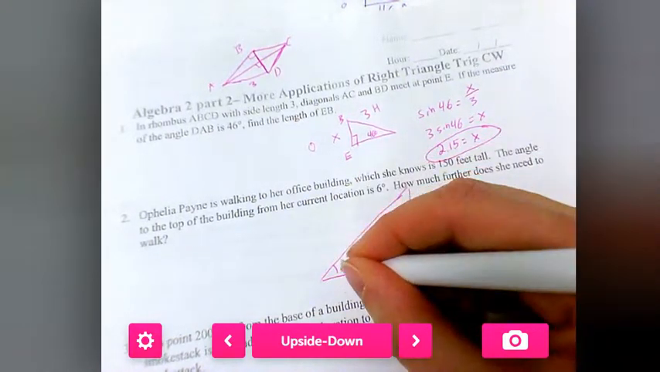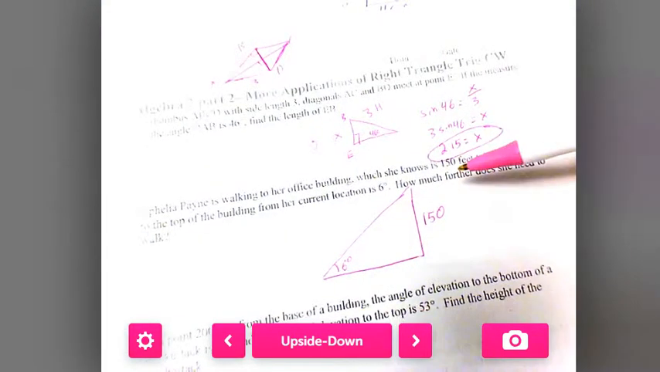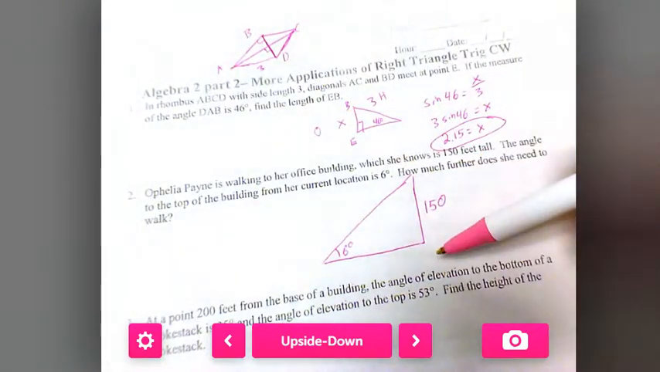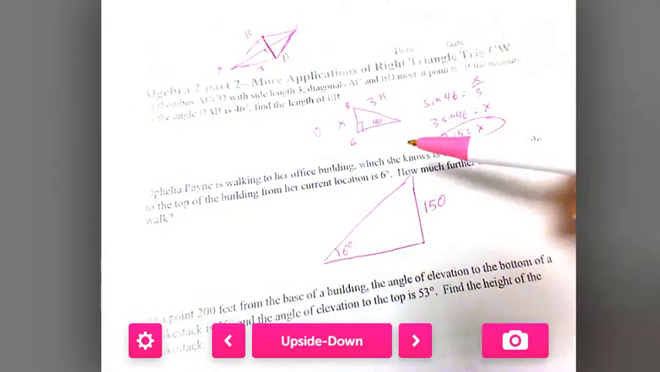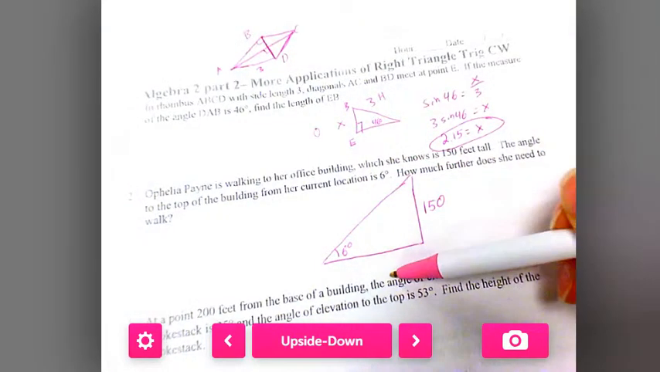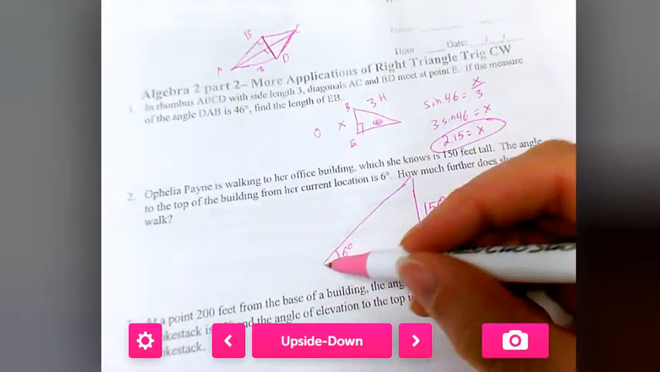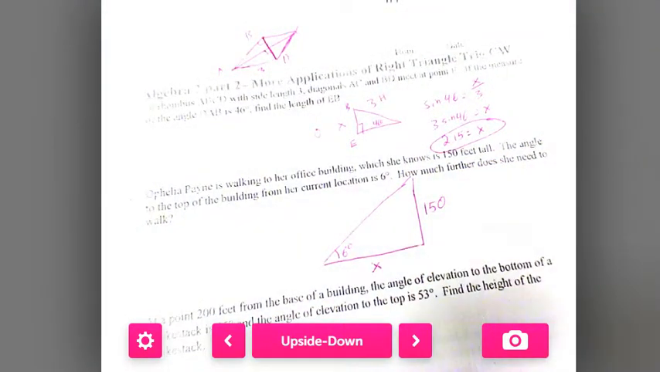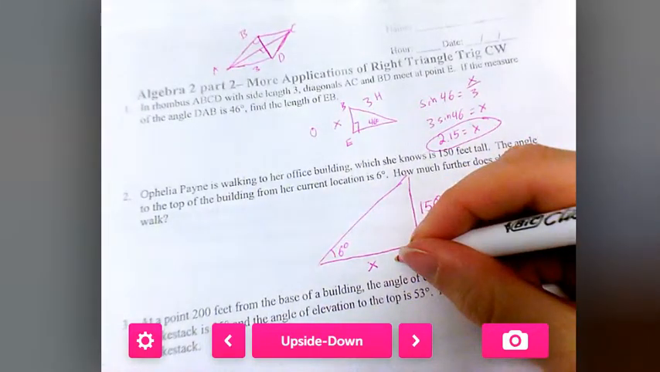This is 6 degrees. Okay? We want to know how much further she has to walk. Is she walking up a hill, or is she just walking straight? So where should X be? Should it be the hypotenuse or the bottom? She's walking. Her building, she's on the bottom, yeah. She's not going uphill. She's not trying to get to the top of the building, right? Okay, so this is my adjacent.